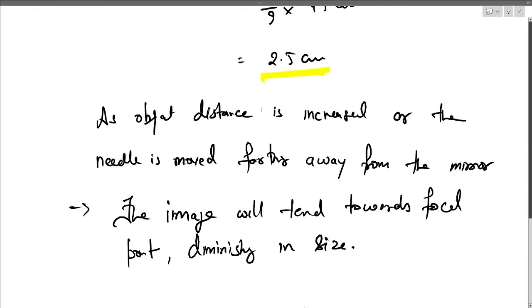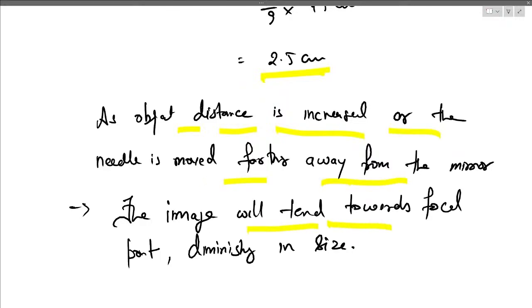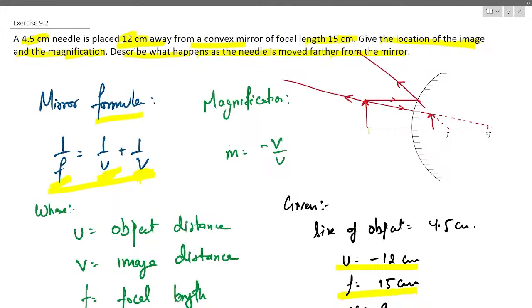We can also see that as the object distance is increased, or as the needle is moved away from the mirror, the image will tend towards the focal point, diminishing in size. Or if we move this object away from this mirror, this image will move towards the focal point, and the magnification will reduce more and it will become more diminished. Thank you.